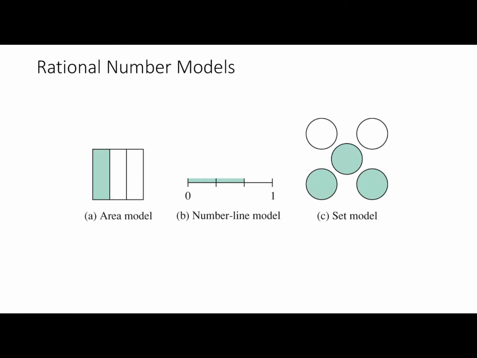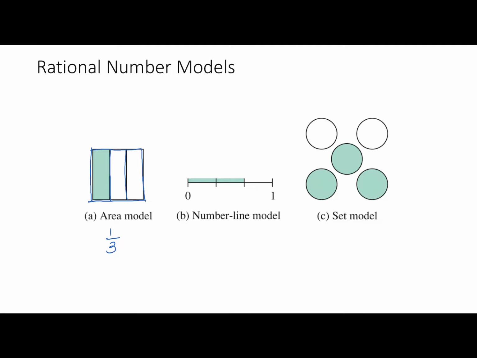We want to get kids comfortable with picturing rational numbers, and so here are several ways that we can visualize rational numbers. So the first example here is an area model. Our whole is the entire square, and it's divided here into 3 equal parts, and only one of those parts is shaded. So this represents 1/3, 1 out of 3 equal sized parts.